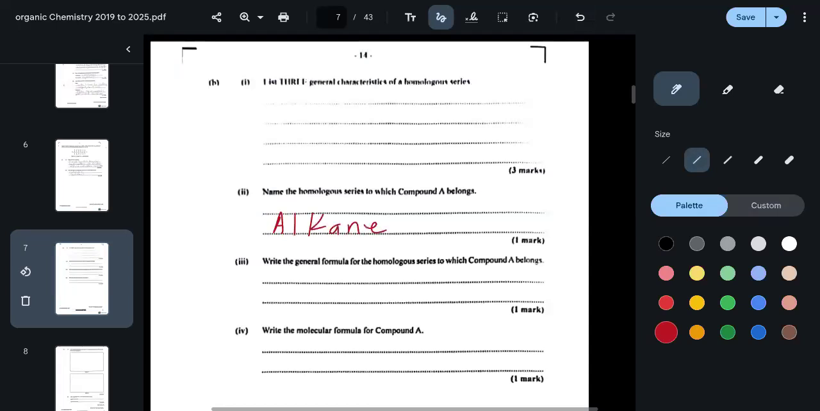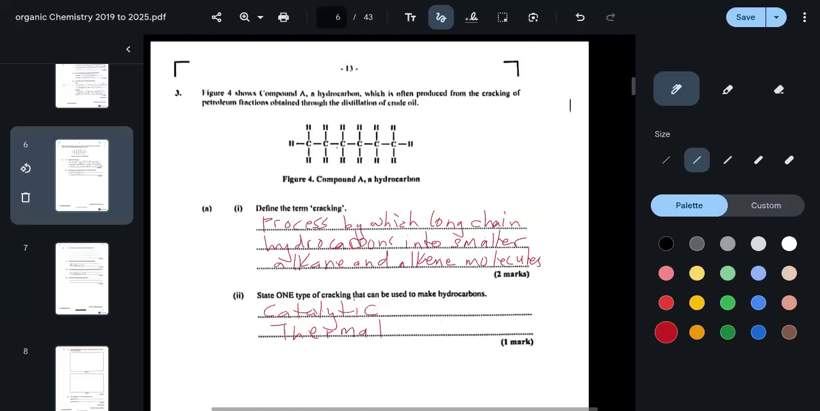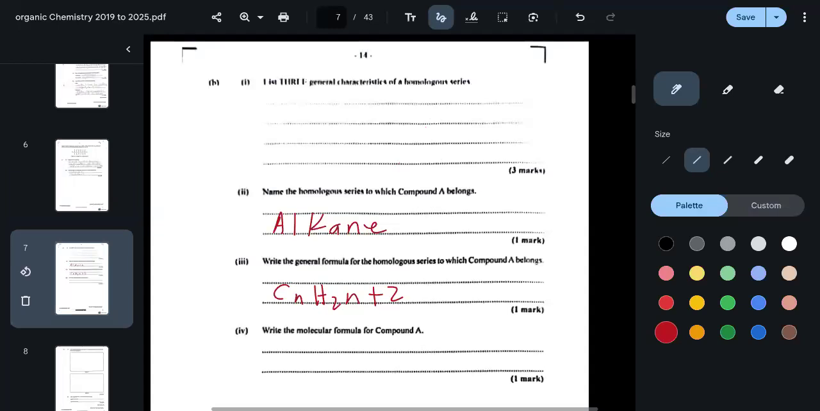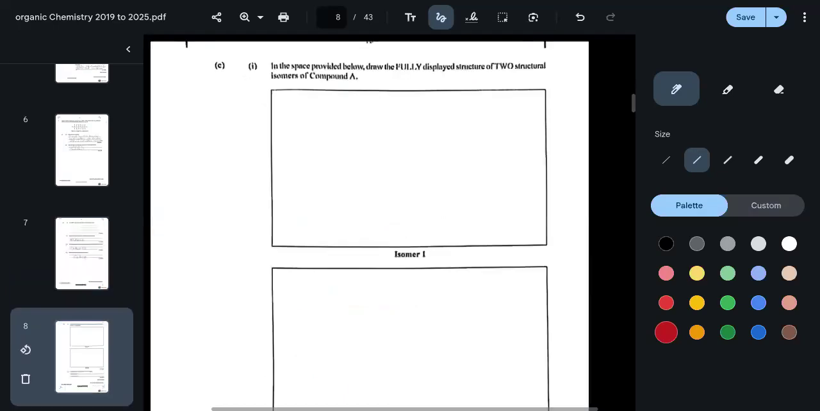And what is the general formula for alkanes? So CnH2n+2. CnH2n+2. And then based on this, what would be the molecular formula? C6H14. Right. C6H14. All right.